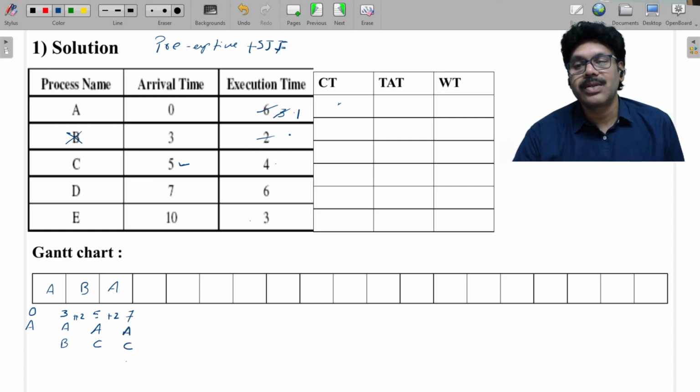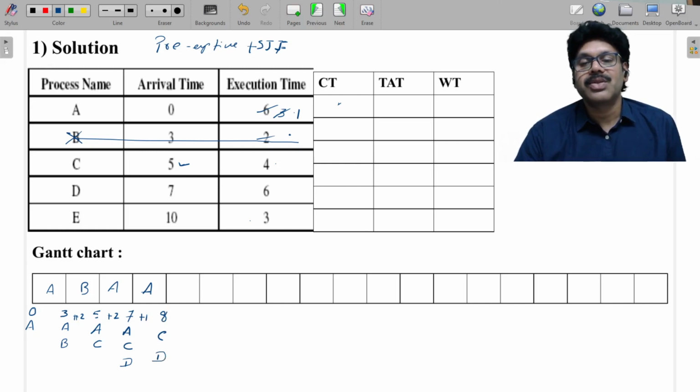Exactly at 7, D also arrived. So among these 3, A, C, D, which has the shortest burst time? The shorter one is A only. So A is completed after taking 1 unit of time. A got completed. Now C and D are there, and again there is competition between C and D based on shortest remaining time first. So A got completed at 8 and B got completed at 5.